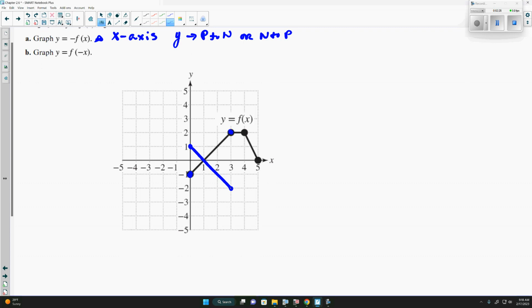There's our first spot. Here, the y value is positive 2, it's now negative 2. Here, the y value is 0, so the y value stays 0. So this here would be a reflection across the x-axis, and we can see it's a mirror image across this line here. It's just flipped it.